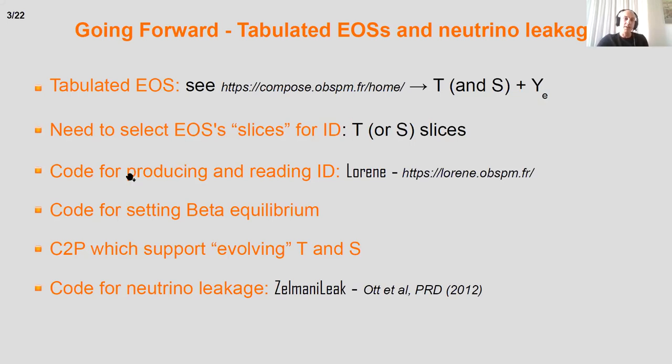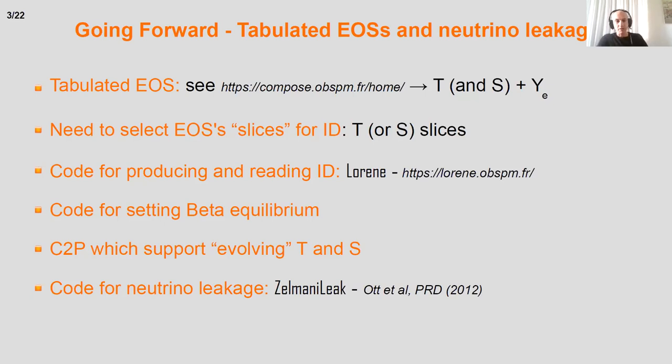You need a code for producing the initial data, and it is the Lorene code, which was very well described by Josh and collaborators. And you need a code for reading the initial data from Lorene, so another thorn, basically. You need a code for setting the beta equilibrium at initial data. You also need an additional scheme for conservative to primitive reconstruction, as Leo already mentioned. So basically, you should consider the evolution for temperature and the entropy. And you should consider also a code for neutrino leakage. Here we chose the Zelmani leak code by Ott et al.